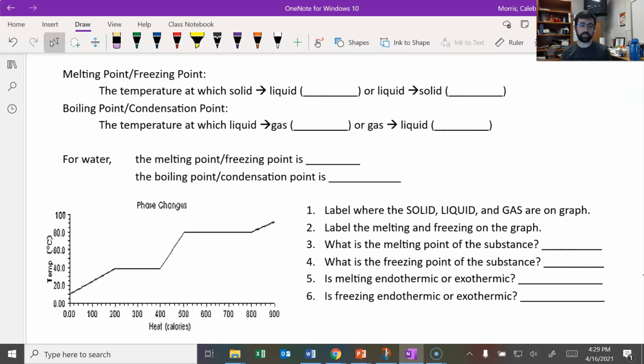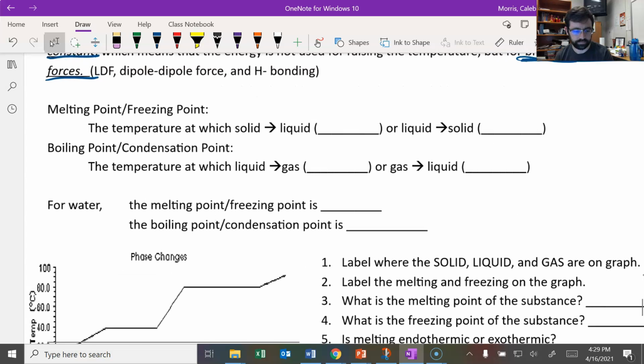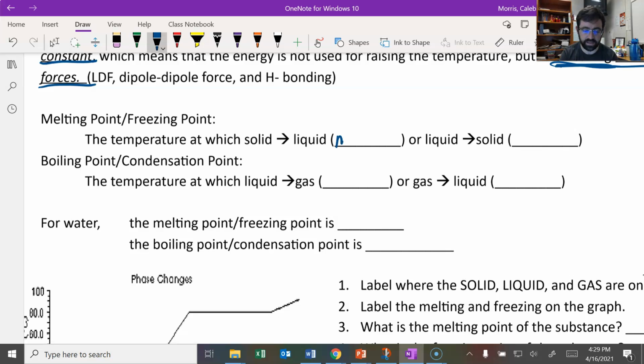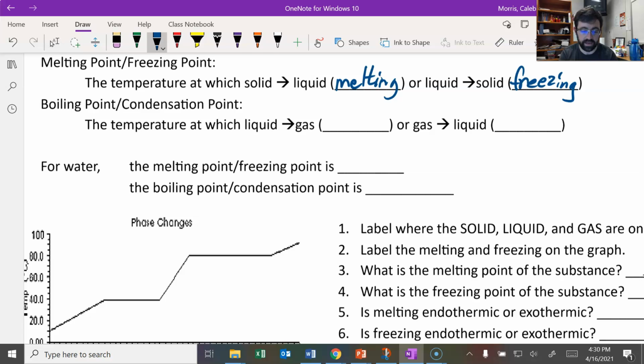That happens at the melting point, freezing point, boiling point, condensation point. Okay. Melting or boiling, the melting point or freezing point is the temperature at which solid turns into liquid or liquid turns into solid. Solid turns into liquid, again, that's melting. Or liquid turns into solid, which is what we normally call freezing. Boiling point or condensation point is when the liquid turns into the gas. That is called boiling. Or the gas turns into the liquid. That's condensation or condensing.